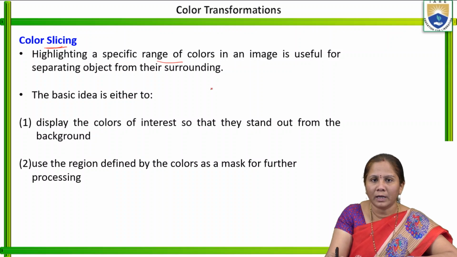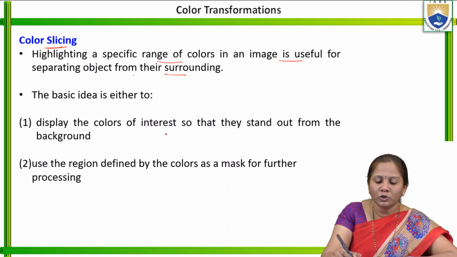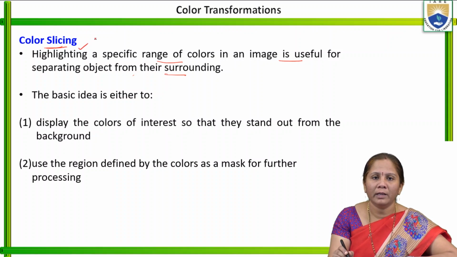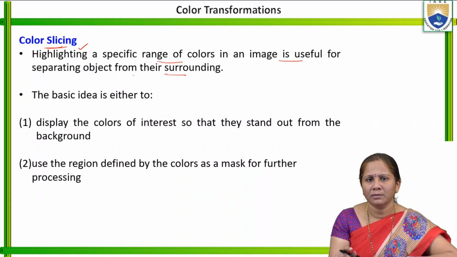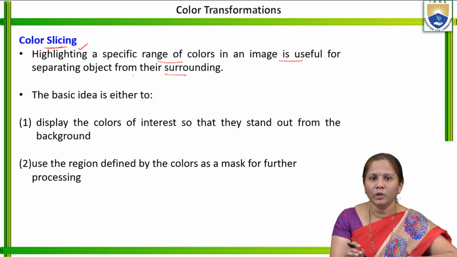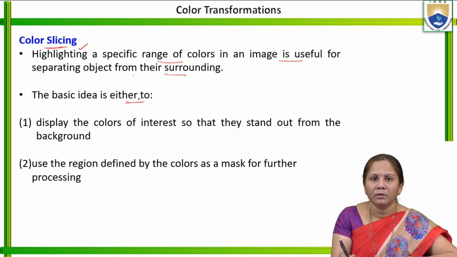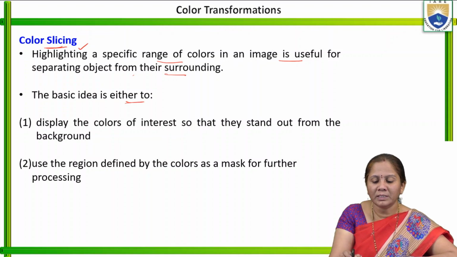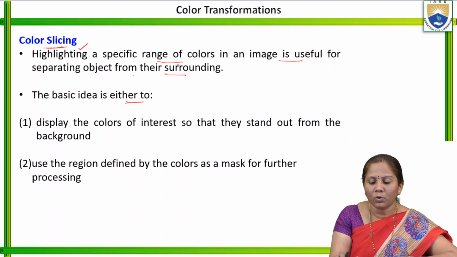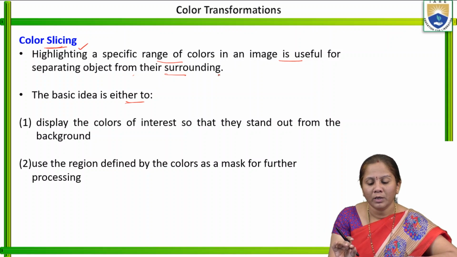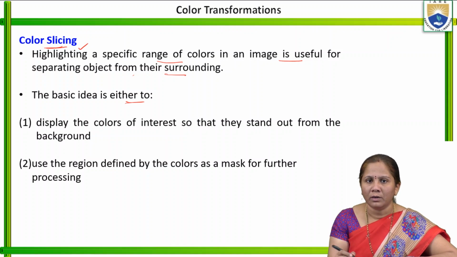So we can see the definition for color slicing. Highlighting a specific range of colors in an image is useful for separating objects from their surroundings. What is the reason that we are highlighting only specific regions of an image? In order to process that particular region, any operation to be performed on it will be very easy. So the basic idea, in order to highlight only some colors to separate that object, we can go for two methods.